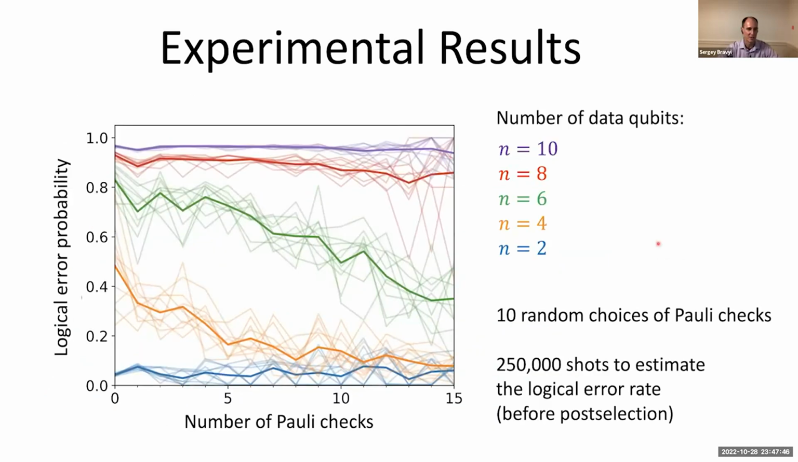And these are the experimental data. Here we observe an improvement from error mitigation, at least in some cases, like n equals 4, this orange line, and n equals 6. And you can disregard n equals 2 because in this case, the payload circuit is too small.